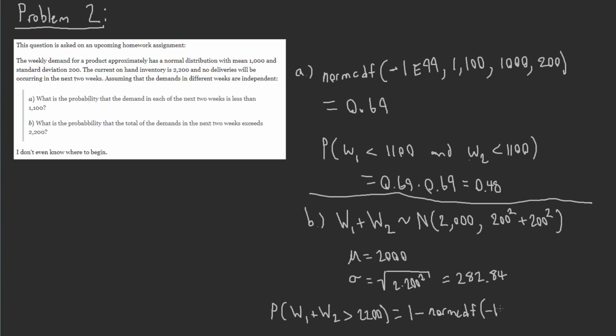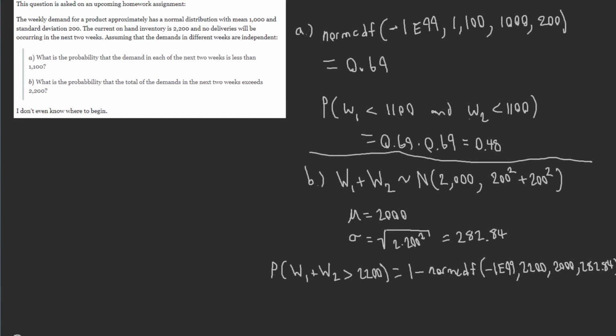And you would go from negative infinity, I think that's the right way, and then this would go up to 2,200, since we're subtracting this off of 1. And then now we would have a mean of 2,000 and a standard deviation of 282.84, looks like. And if you plug this all in, it looks like you'll get a probability of 0.24. And so that's our answer for part B.